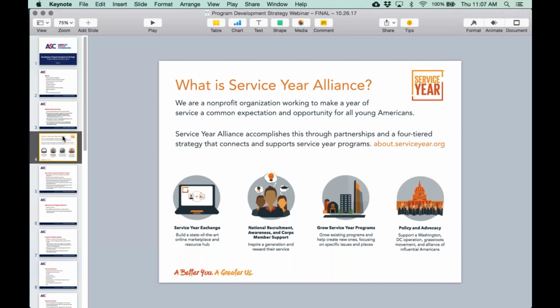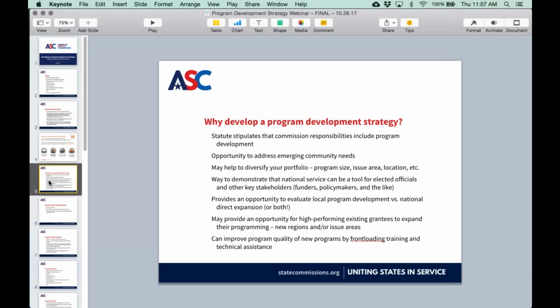So again, a little bit more information about our partner Service Year. If you'd like to learn more about Service Year, I encourage you to check out their website, which you see on the screen. So with that, we're going to move on to our next slide, which is talking about why develop a program development strategy.